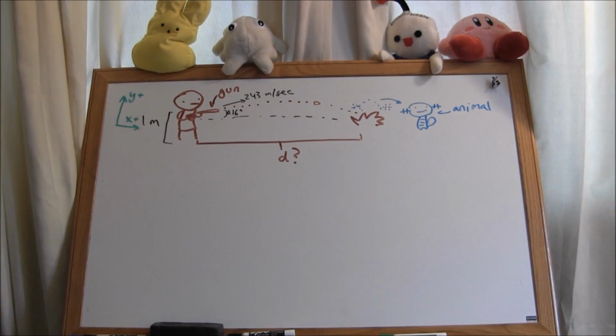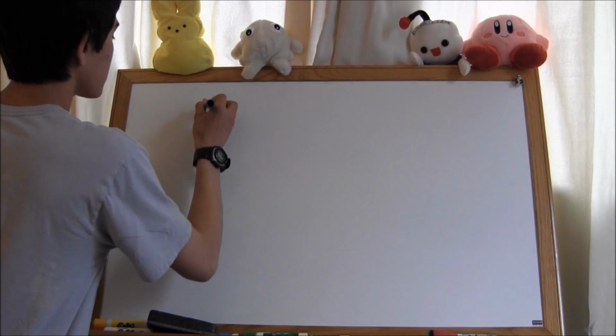Note the coordinate axes set in this diagram indicate that the bullet is traveling in the positive x direction and will accelerate in the negative y direction due to gravity.